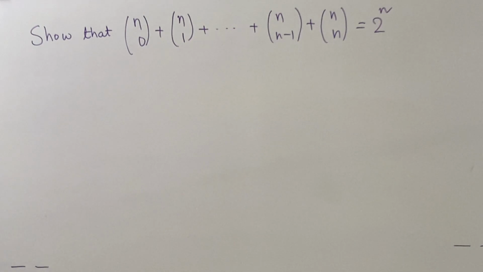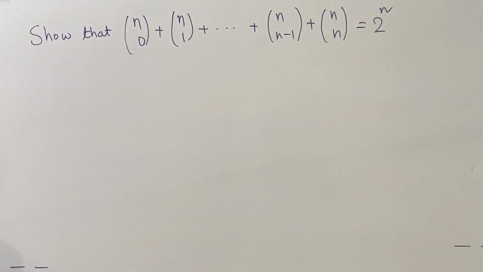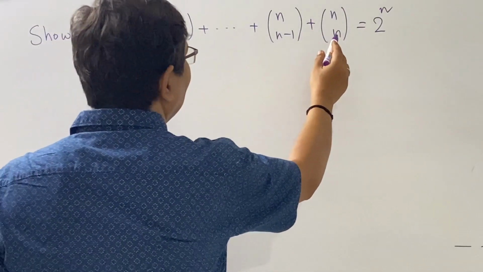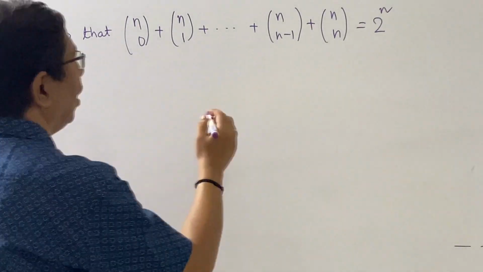Third edition of Math for No Reason. In this edition, we will prove this famous identity that nC0 plus nC1 right up to nCn is equal to 2 power n. Here, of course, n is a natural number.